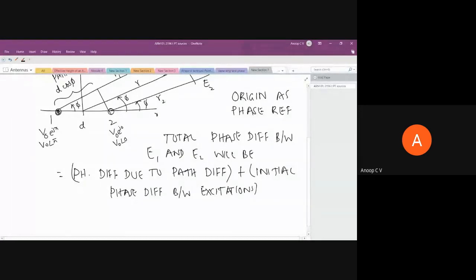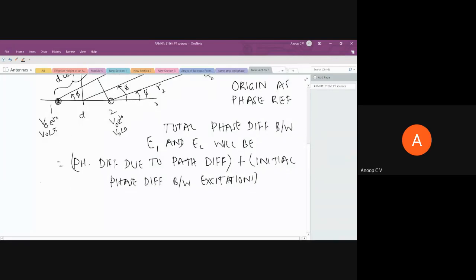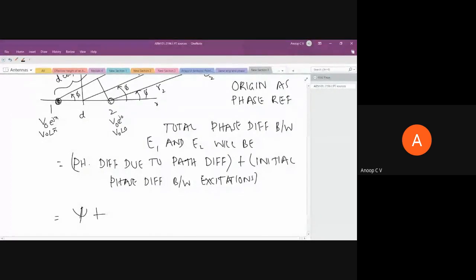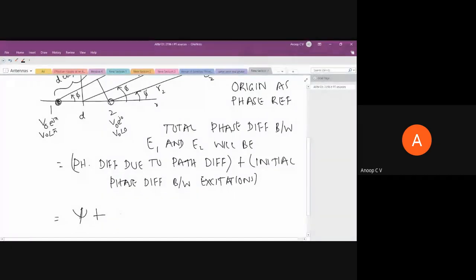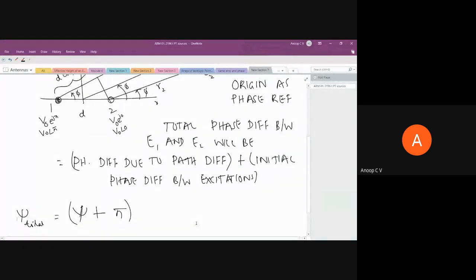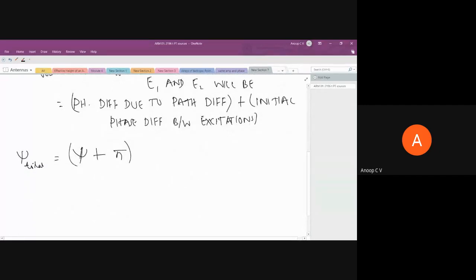So phase difference due to path difference is nothing but psi, and the initial phase difference between excitations is pi. This is the total phase difference. I'll write psi total is equal to psi plus pi, where psi is the phase difference due to path difference.